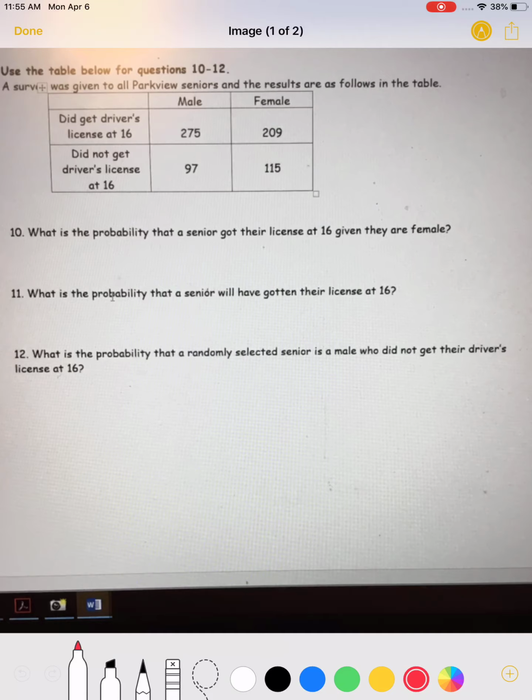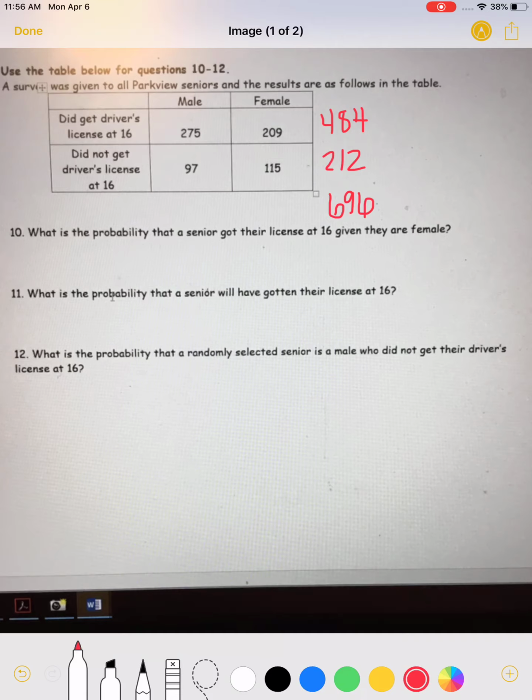So let's go ahead and do that first. Let's go ahead and total these up. So the total seniors who did get their driver's license at 16 is 275 plus 209, which is 484. Okay, did not get their driver's license, 97 and 115, 212. So total seniors who took the survey was 696. Right, 484. Let's double check that.